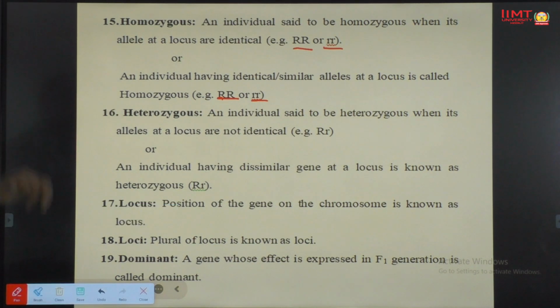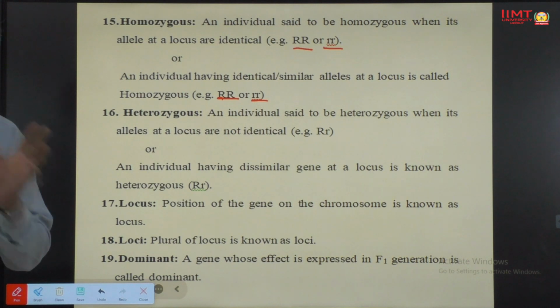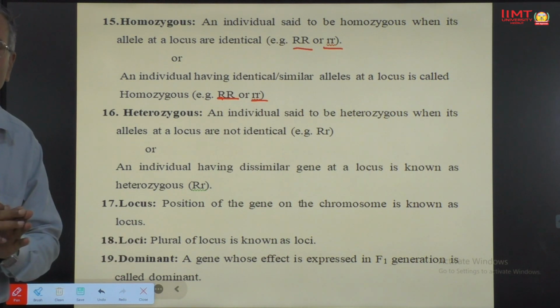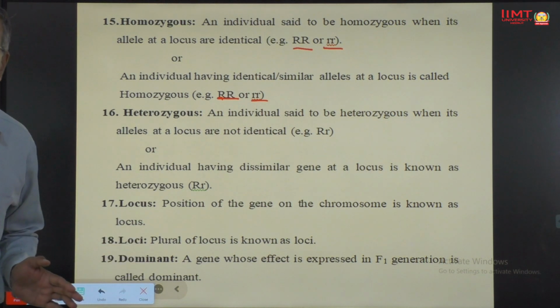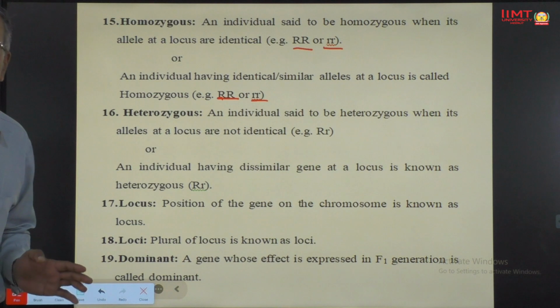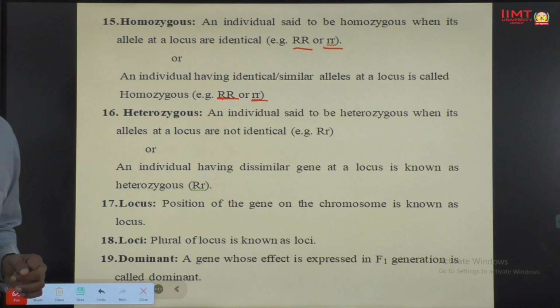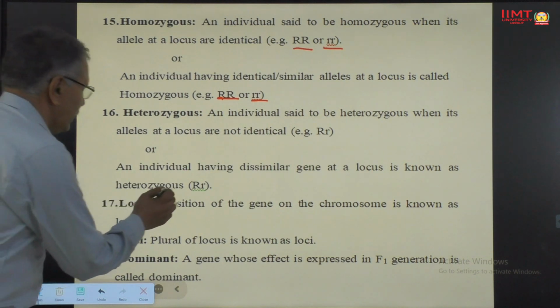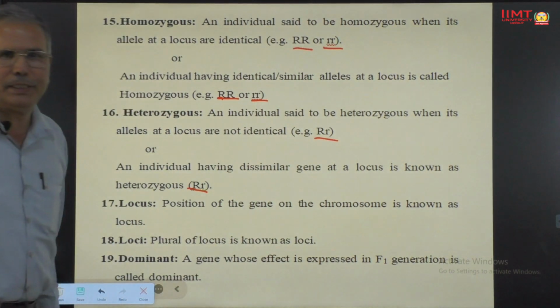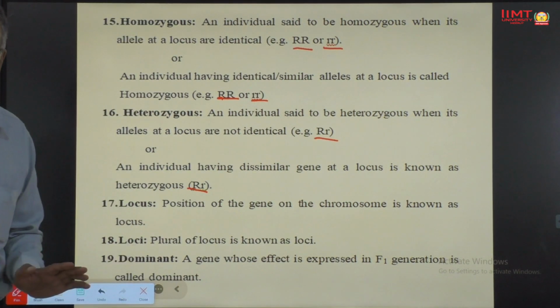Such a condition is known as homozygous condition. What is heterozygous? An individual is said to be heterozygous when its alleles at a locus are dissimilar or not identical, or you can say an individual having dissimilar genes at a locus is known as heterozygous. For example, capital R, small r. This condition is known as heterozygous.